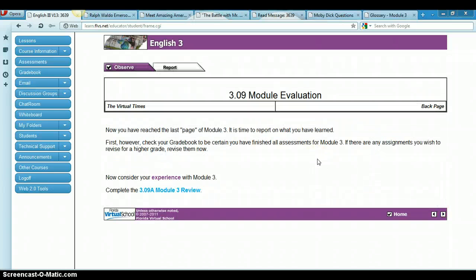Lastly, 309 is your module evaluation. So all those notes that you took, put them to use. Take the 309 review. And remember, there is no DBA for module 3. So once you finish this, go right into module 4.